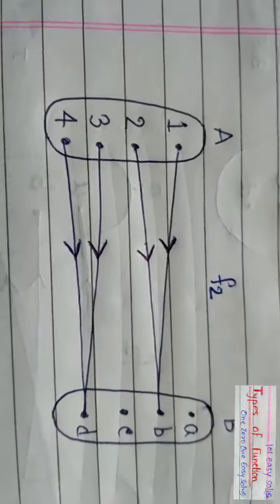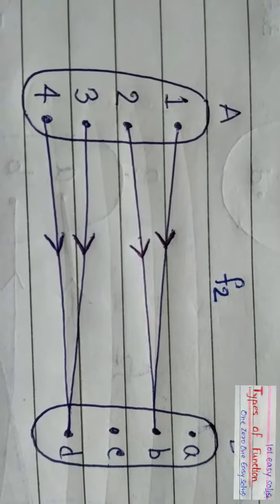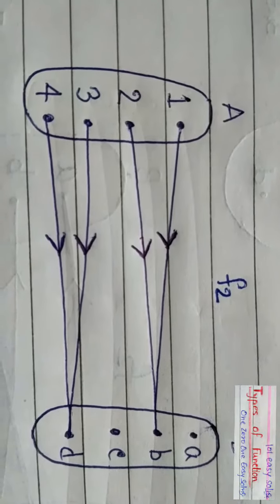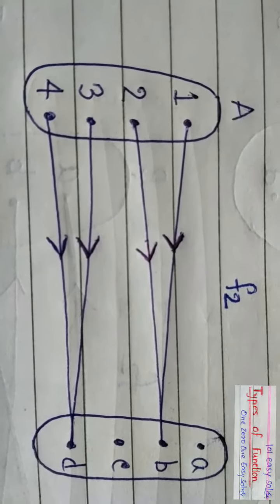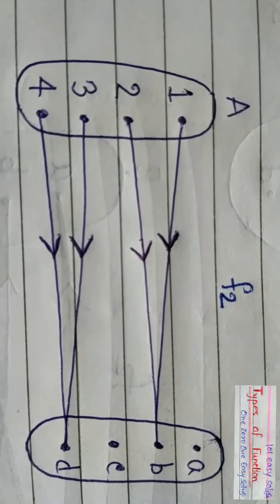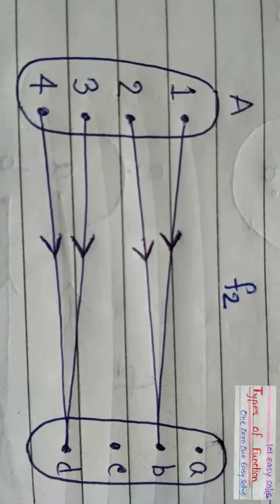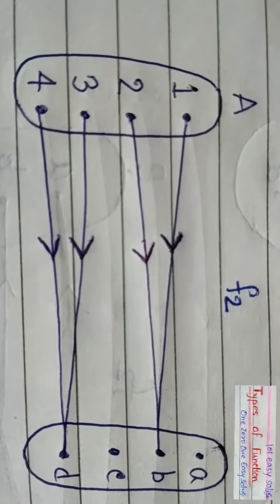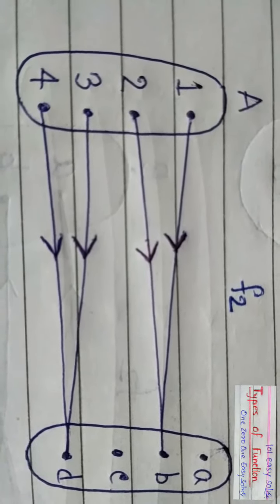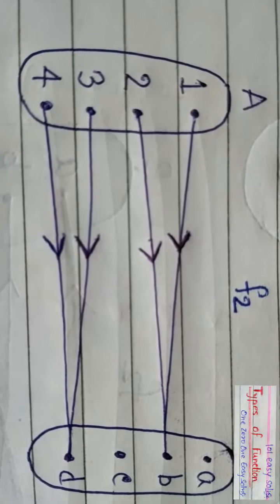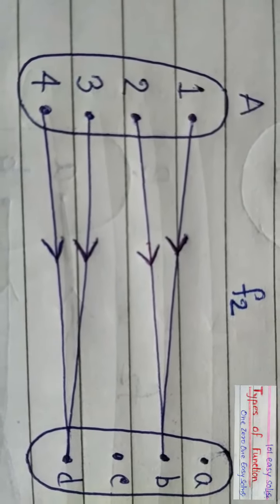So the members of A are 1, 2, 3, 4, and the members of B are a, b, c, d. Here also the image of 1 and 2 is the same, b. So if you find the images, f of 1 is equal to b and f of 2 is equal to b. Again here f of 3 is equal to d and f of 4 is equal to d only.